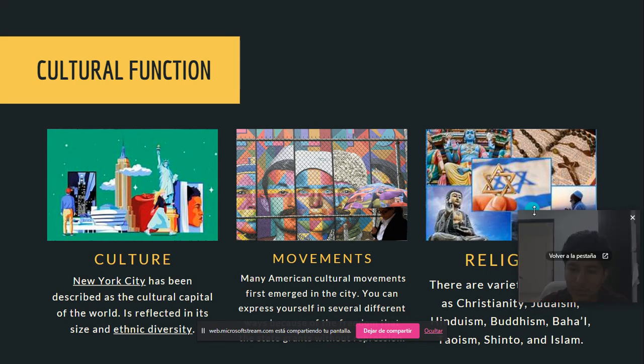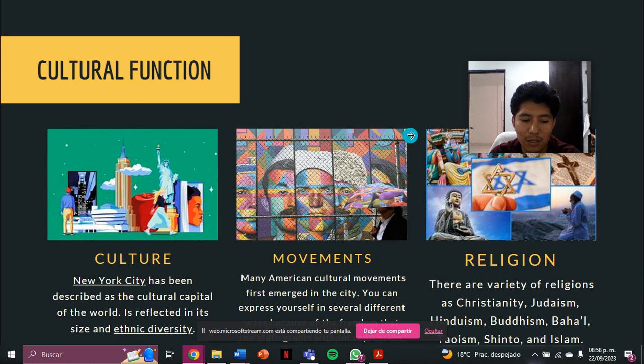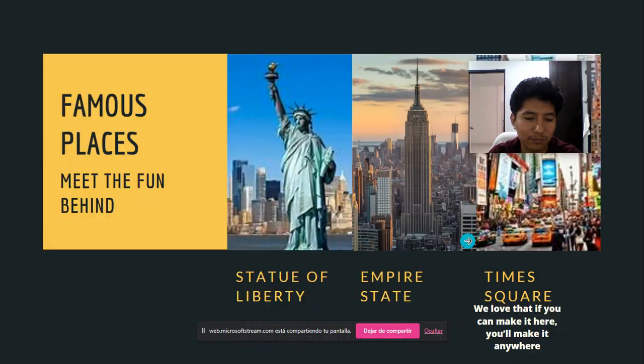And moving to religion, it cannot be defined by only one because it has a variety of religions, such as Christianity, Judaism, Hinduism, Buddhism, Baha'i, Taoism, Shinto, and Islam, where most of the people, around 65%, are Christian.